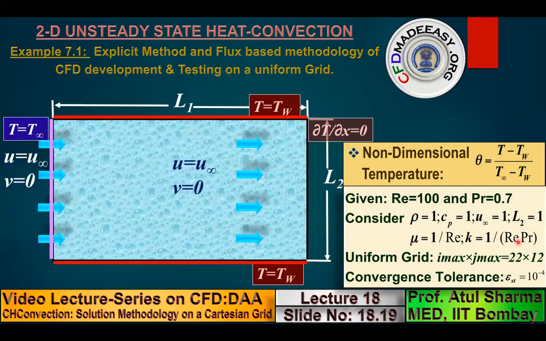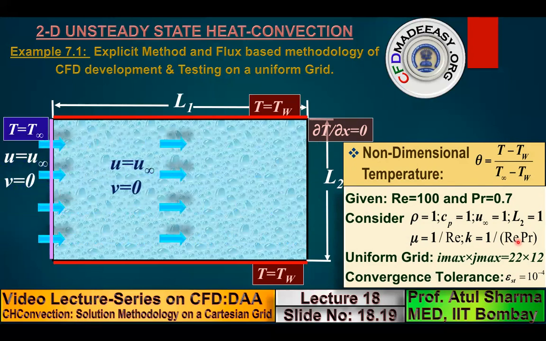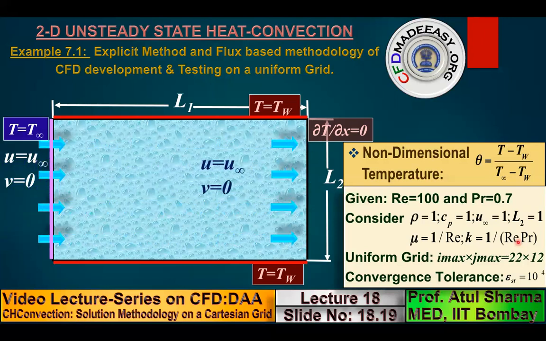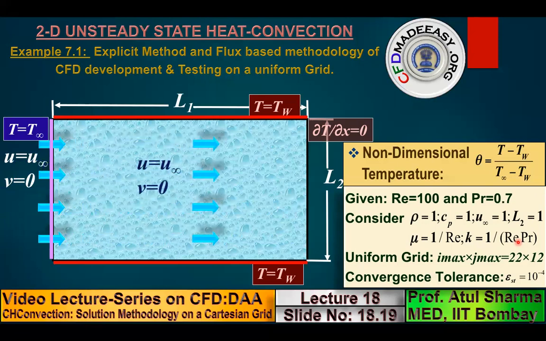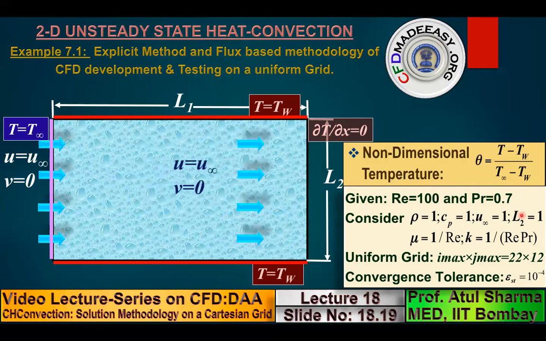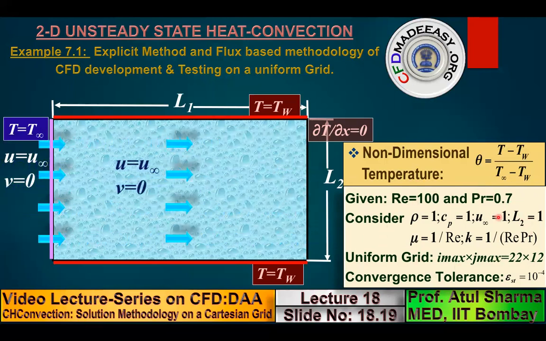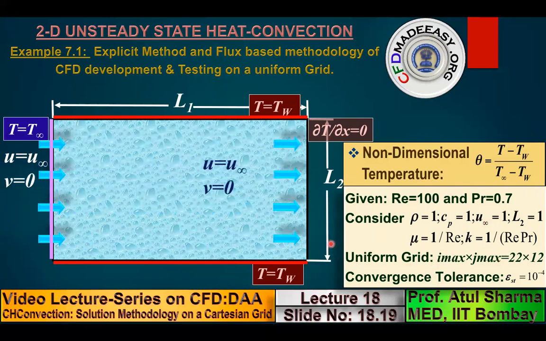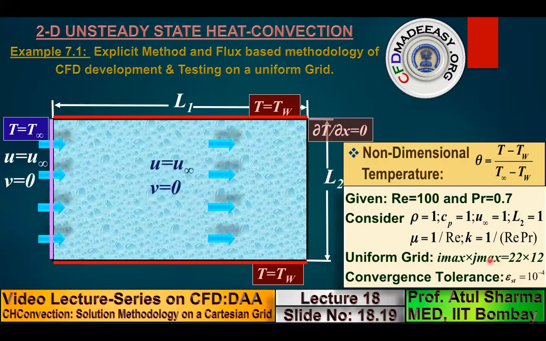So what I'm trying to say is that even if, let us suppose, you have written a code in a dimensional form, and you are given a problem where you have to use your dimensional code such that the result corresponds to non-dimensional parameter values of Reynolds number of 100 and Prandtl number of 0.7, then this is the common way by which we set our dimensional computer program to get the non-dimensional result. Okay, so this example problem has been solved on a uniform grid size of 22 by 12.